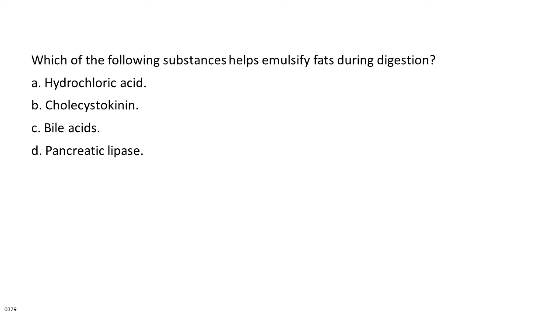Which of the following substances helps emulsify fats during digestion? A. Hydrochloric acid. B. Cholecystokinin. C. Bile acids. D. Pancreatic lipase.